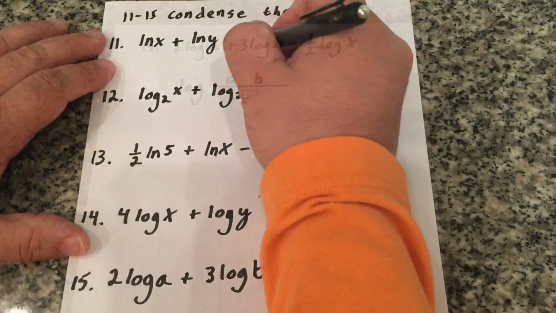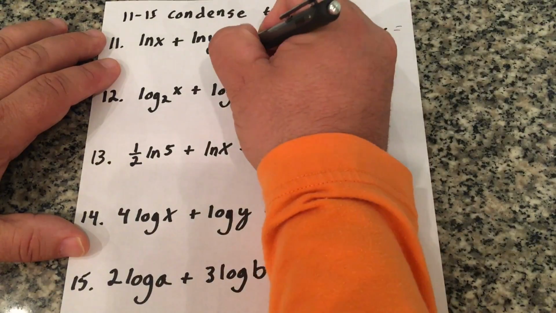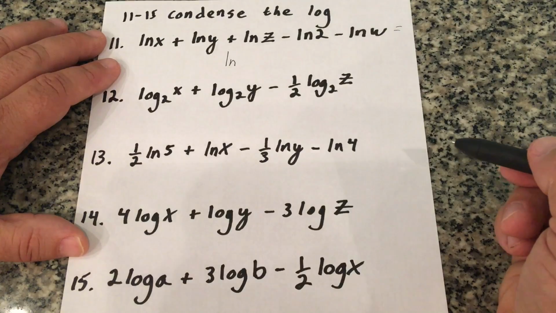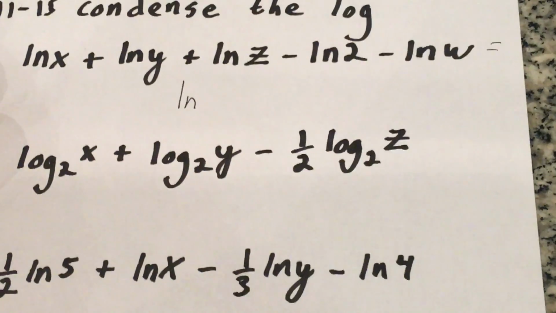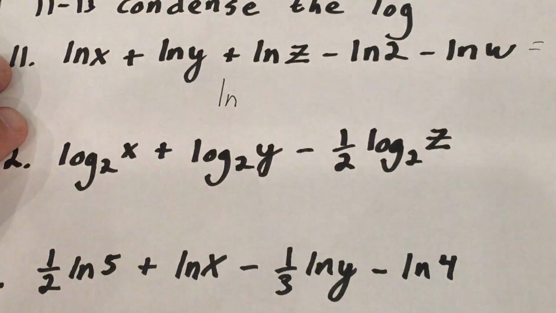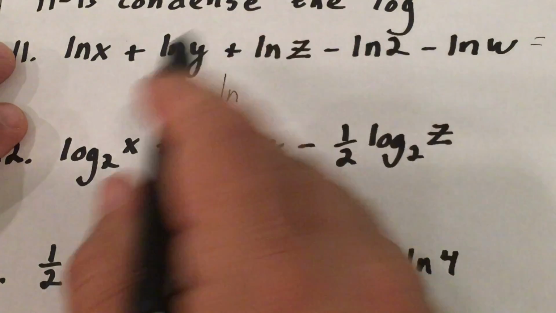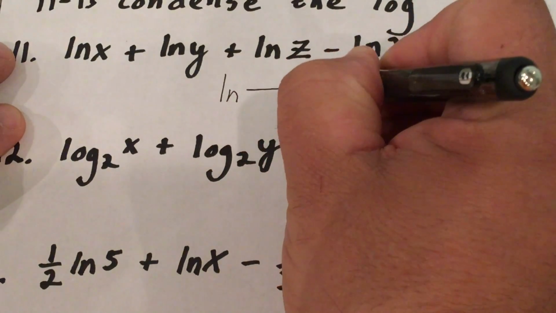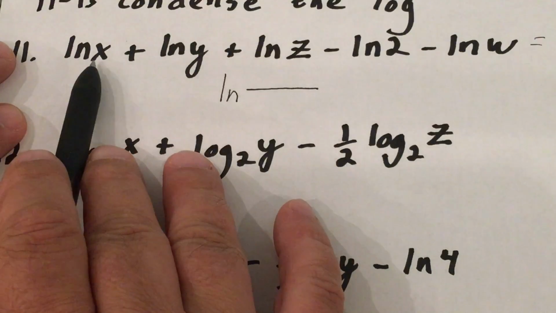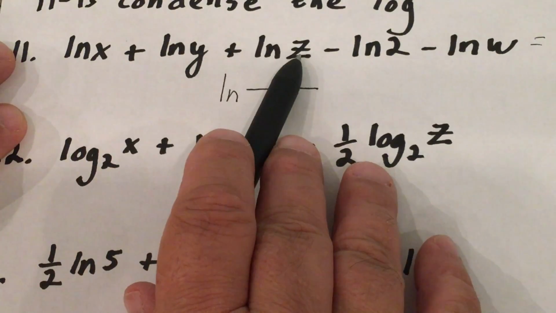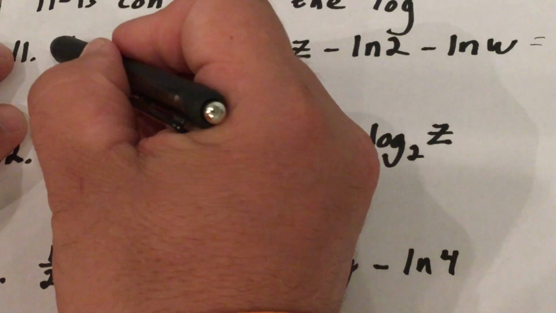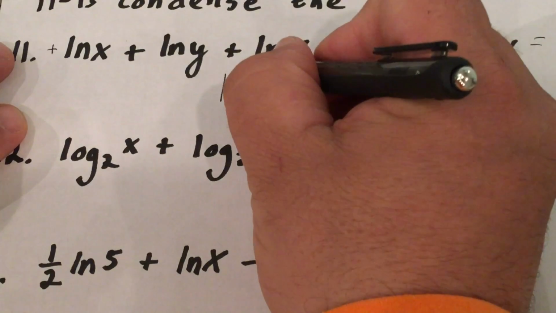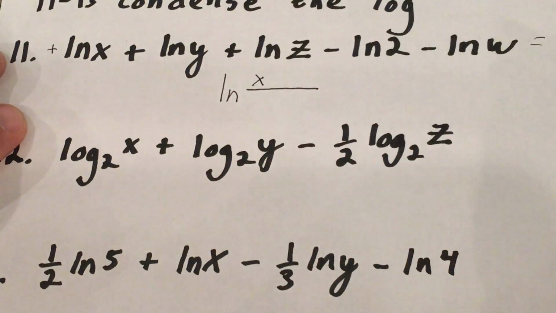It's going to be one term, a single logarithm, or a natural log, ln. And then I look for any minus signs. Notice there's a minus sign. As soon as I see a minus sign, I put a fraction bar. And then whatever's being added goes on top of the fraction bar. That's a positive ln x. So the x is going to be on top of the fraction bar.